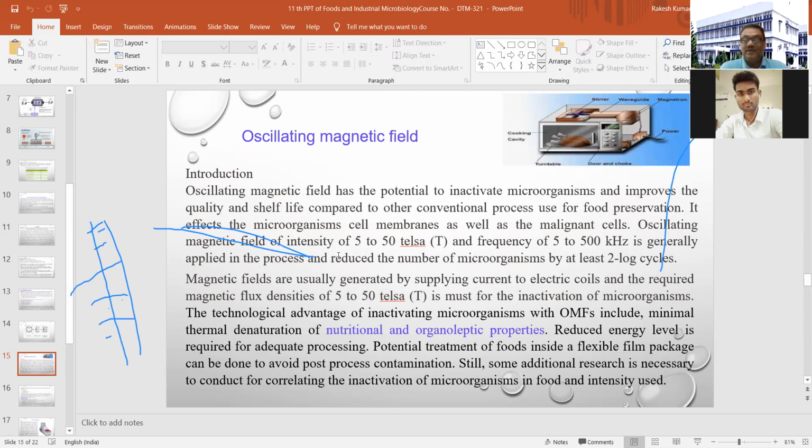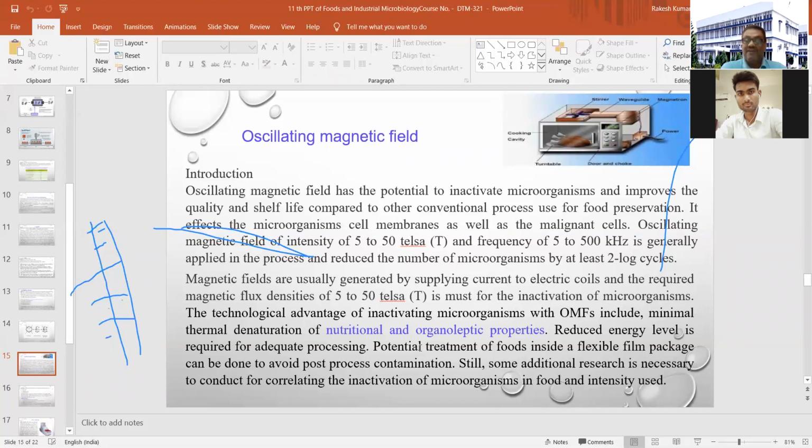Now, magnetic fields are generally created by supplying a current to electric coils, and the required magnetic flux density is 5 to 50 tesla. You have to remember which range is suitable for giving preservation treatment or magnetic treatment to your food item. And it is a must for inactivation of any kind of microorganism.